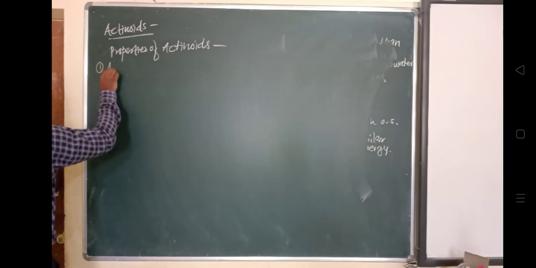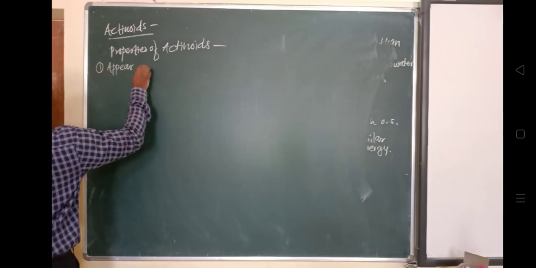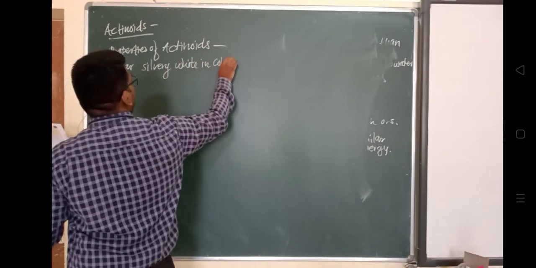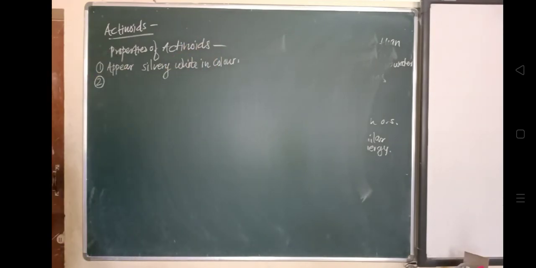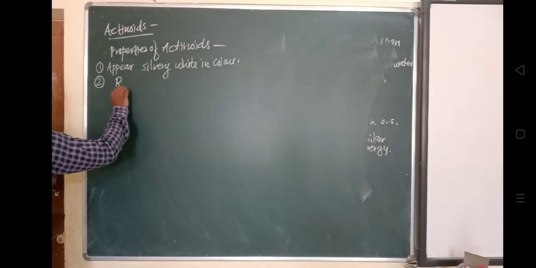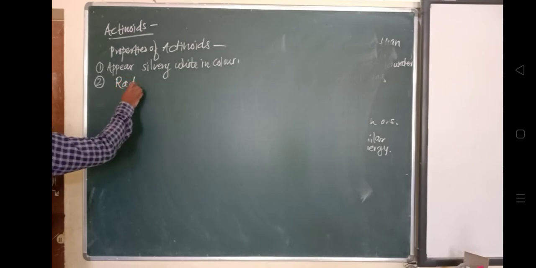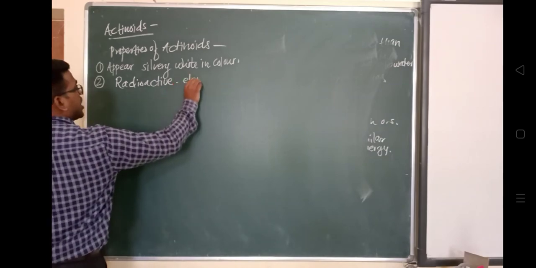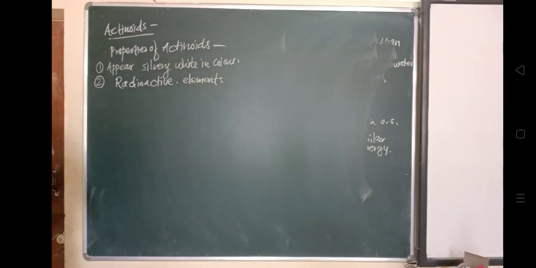Similar to lanthanides, they appear silvery white in color. We have already written that lanthanides are silvery white in color. Actinoids also appear as a silvery white color. These are radioactive elements. All are radioactive elements. They are not highly reactive actually; these are less reactive.